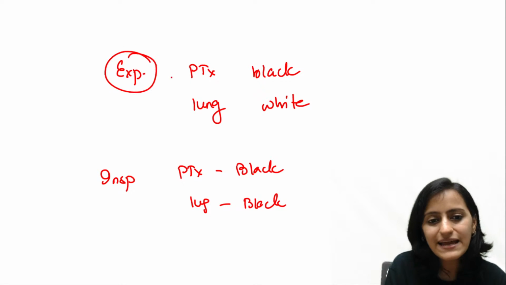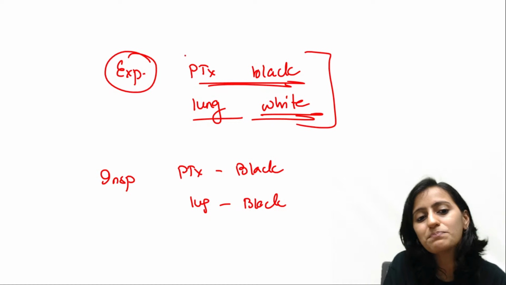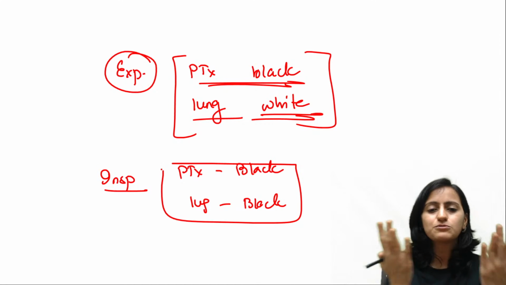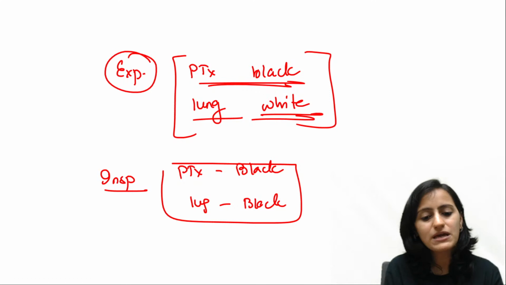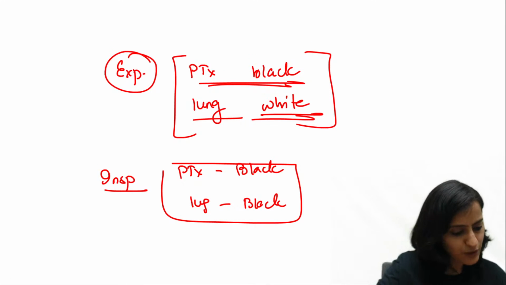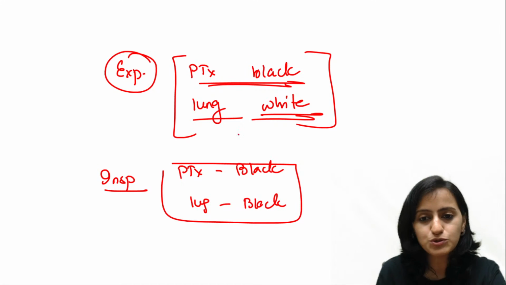So that is why in expiratory view, the white lung gives a good contrast to the black pneumothorax. While in inspiration, both of them are black. So black and black together, you won't be able to differentiate. So this is the concept of your expiratory view in pneumothorax.